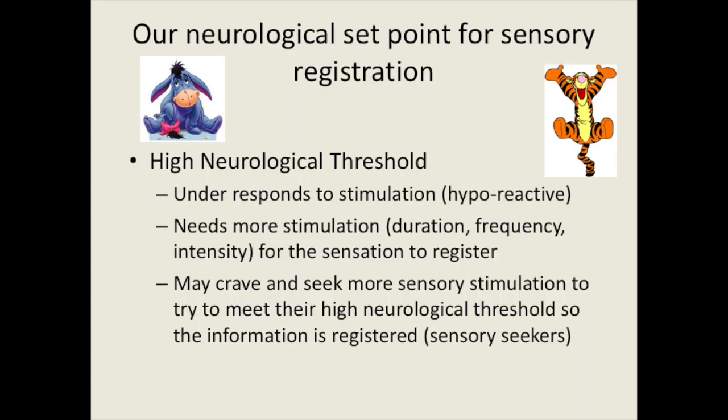When we talk about hypo or hyperreactivity, we need to look at what our neurological set point is for sensory registration. Our neurological set point is that aha moment when we sense it. Children who have a high neurological threshold are children who under-respond to stimulation and need more stimulation, duration, frequency, intensity, for the sensation to register. They may crave and seek more sensory stimulation to try to meet their high neurological threshold so the information is registered. This group of children have a sensory processing difficulty known as hyporeactivity.